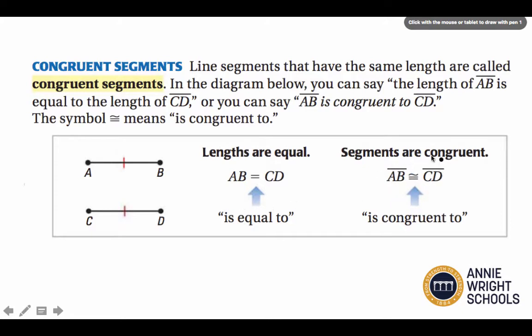Think of segments or shapes like twins. They're the same shape, but they're not the same person. So that's kind of the idea of congruence. These are the same shape, but they're not the same line segment. They're different line segments. They just happen to be the same as one another. The distance from here to here is a number. The distance from here to here is a number. And we say numbers are equal.